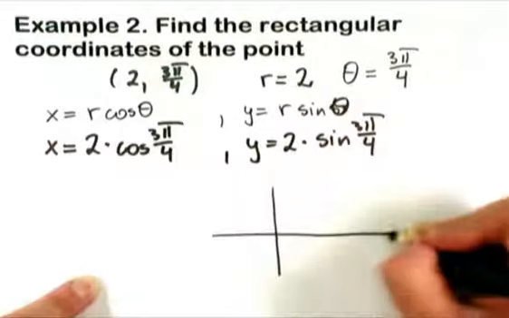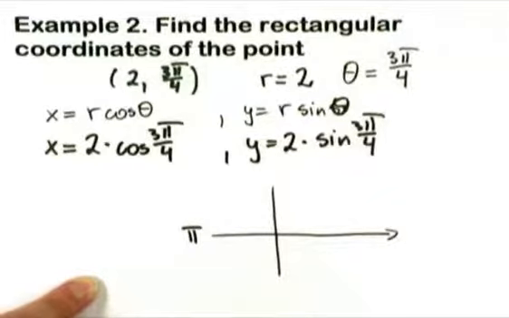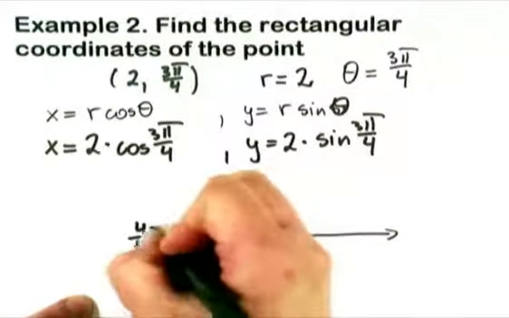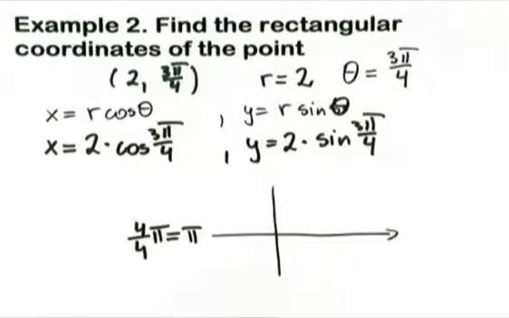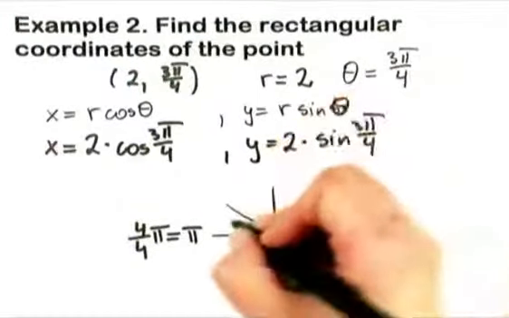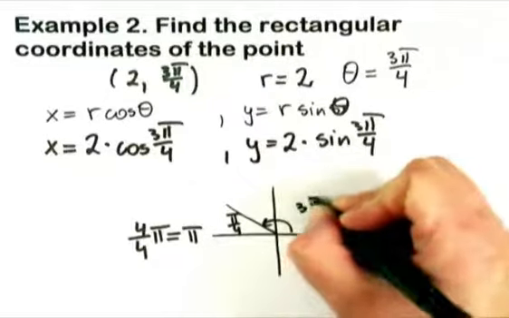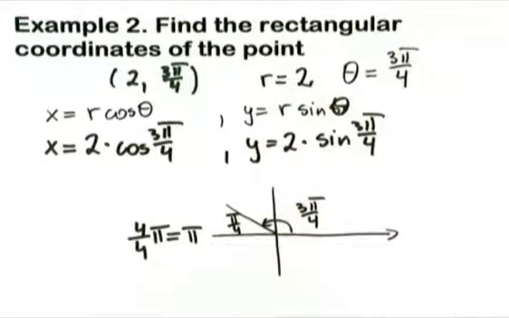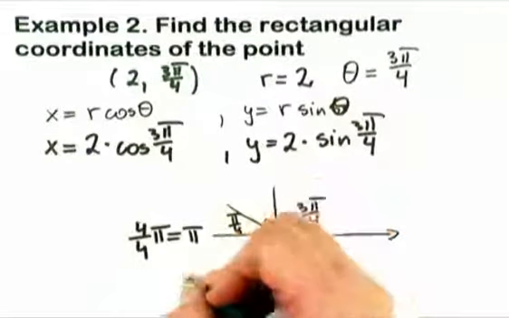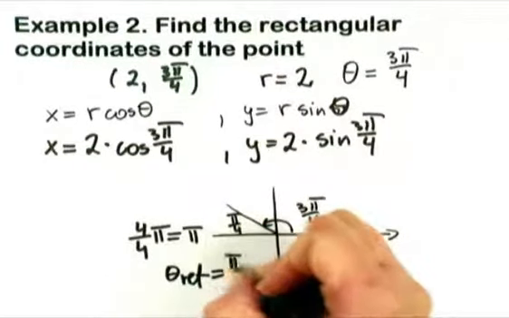3 pi over 4. So opening up to here, we have pi in terms of fourths. So 4 over 4 is 1 pi. So 3/4, that means we are short of 1/4. So here is 1/4 pi, or pi over 4. So this angle is 3 pi over 4. So my reference angle, theta reference, is this angle pi over 4.